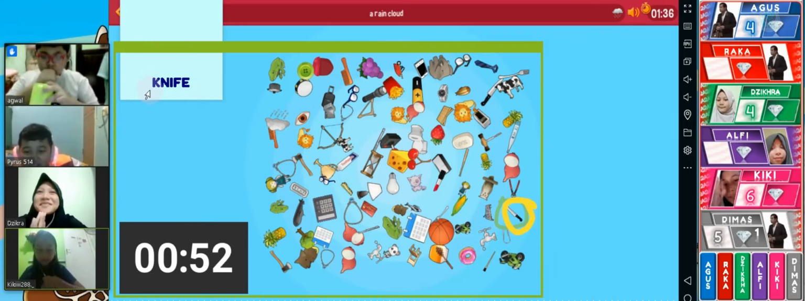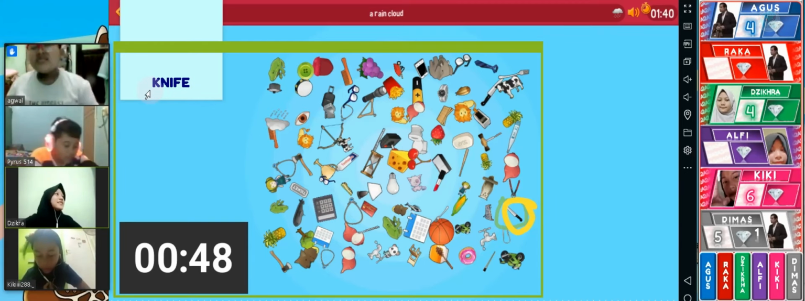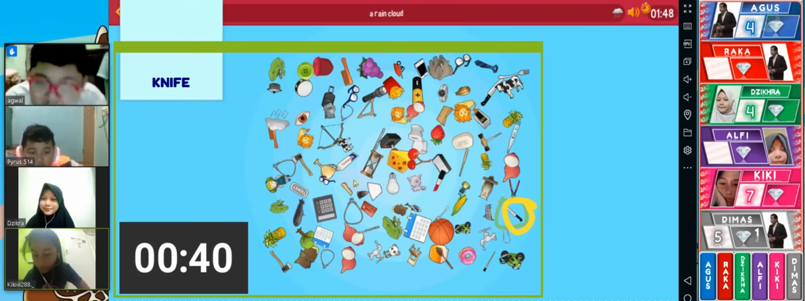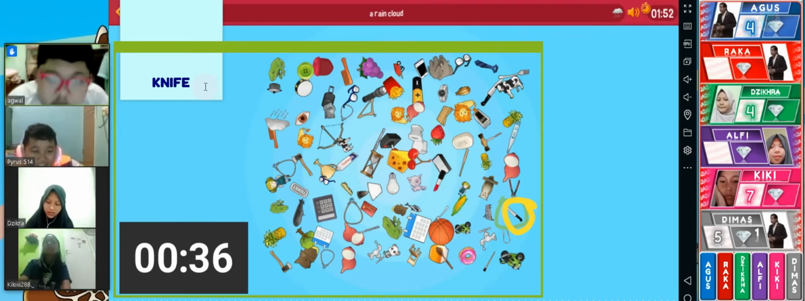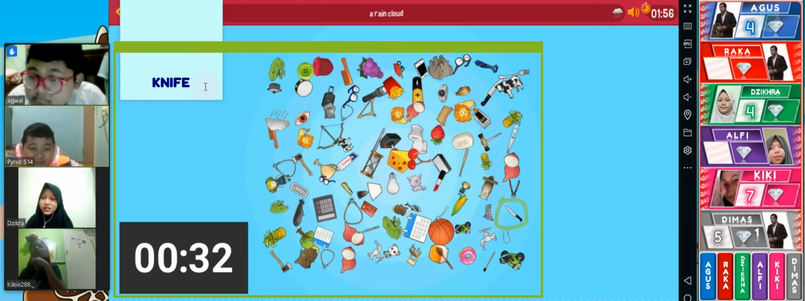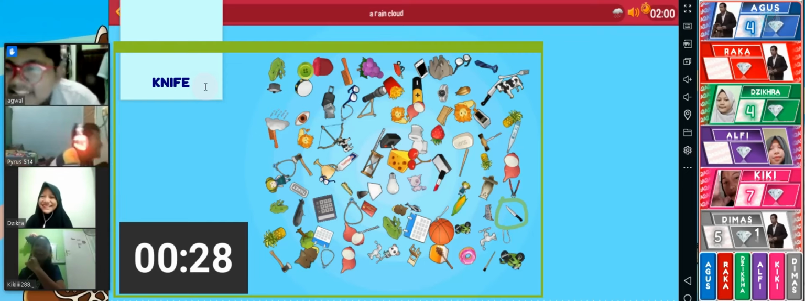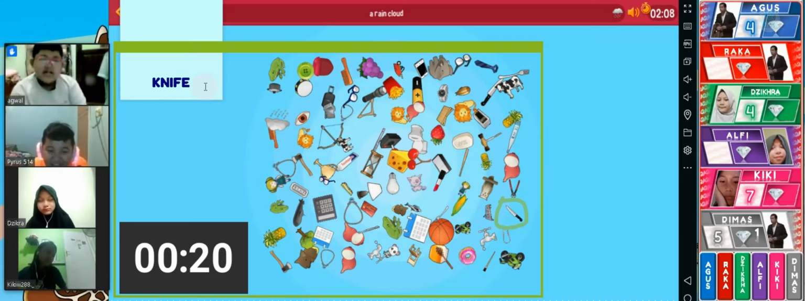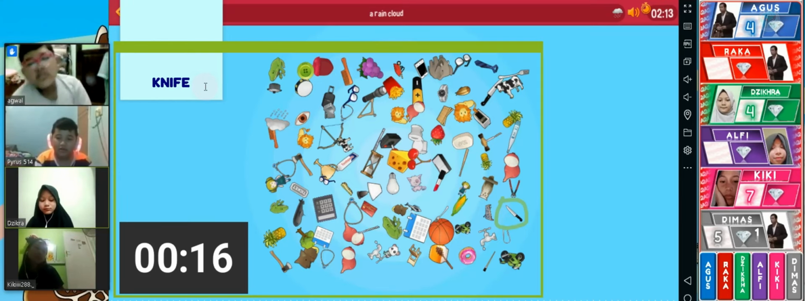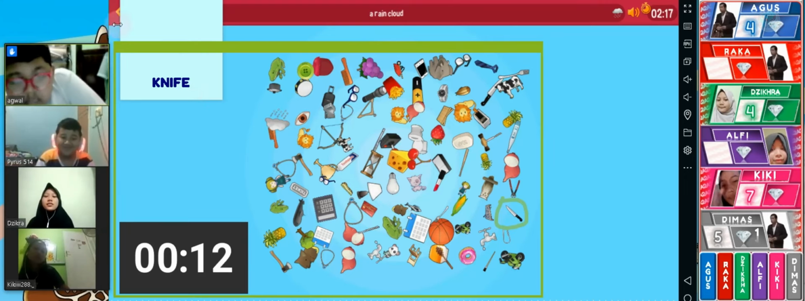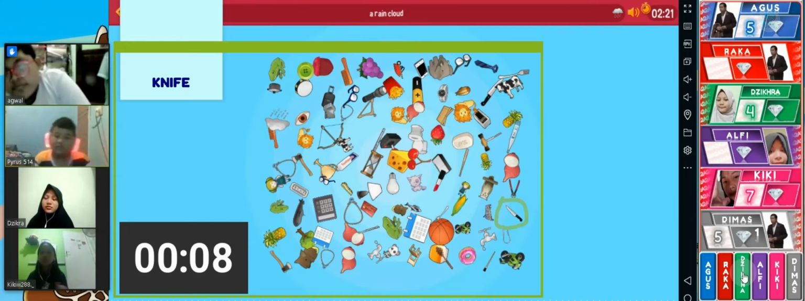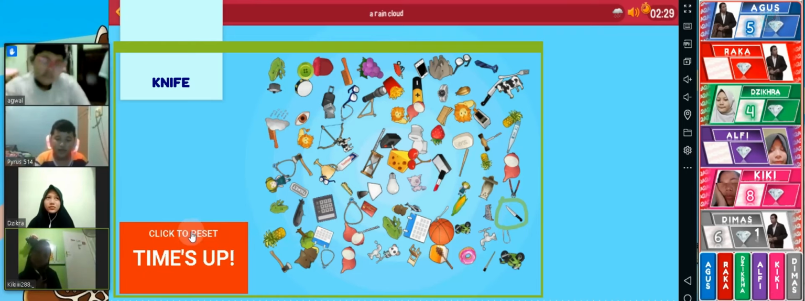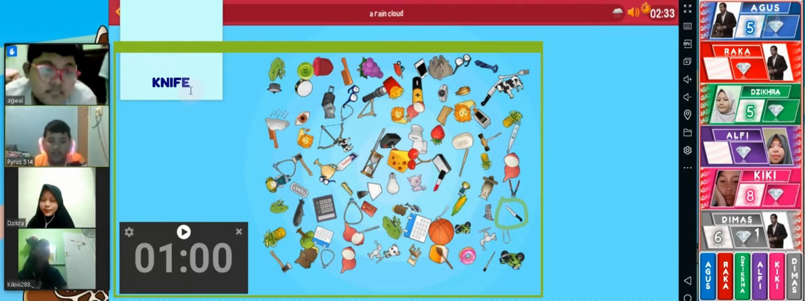Definition. A knife is a tool for cutting or a weapon and consists of a flat piece of metal with a sharp edge on the end of a handle. Google also says it can mean to injure or kill somebody with a knife. Yeah, you can use it also to kill somebody. Okay, example in a sentence. No killing. My mom used the knife to slice beef, or chicken, or cut carrots. Cutting. Next. Cut everything.